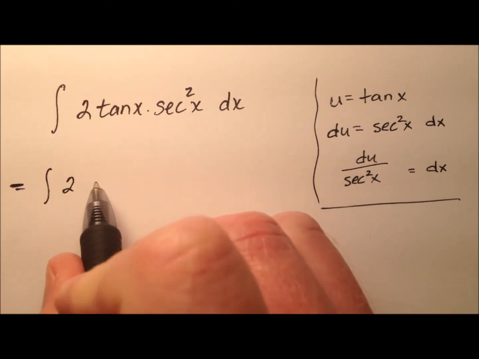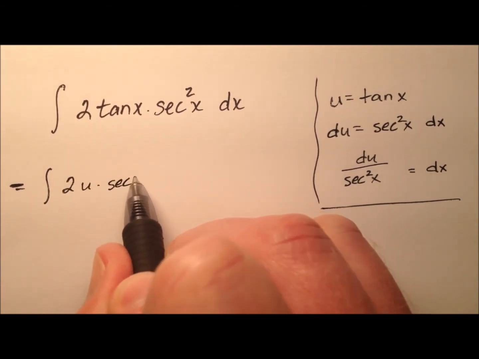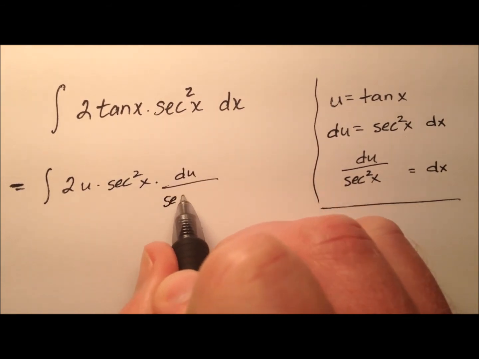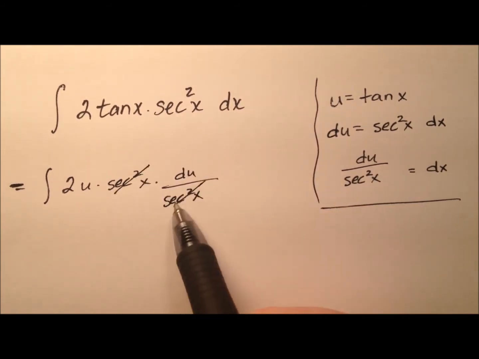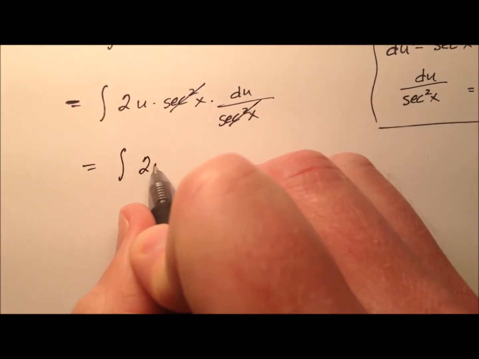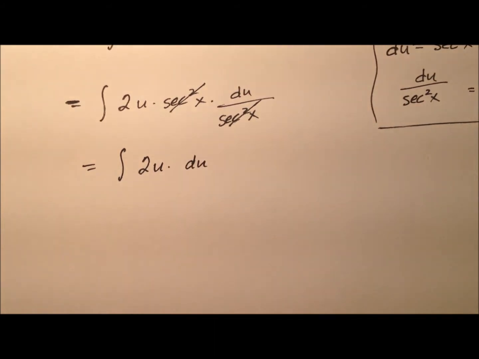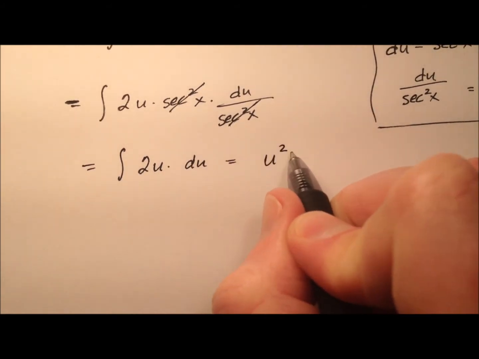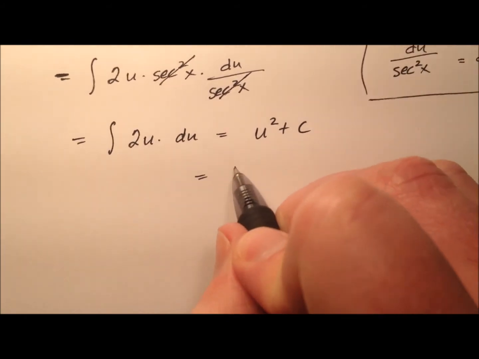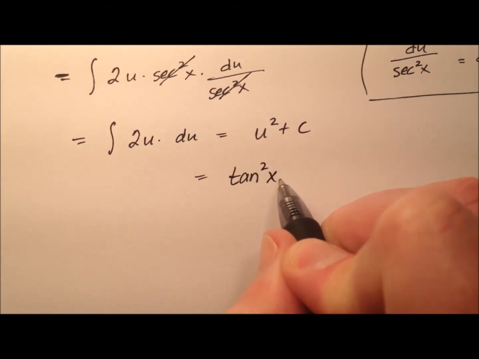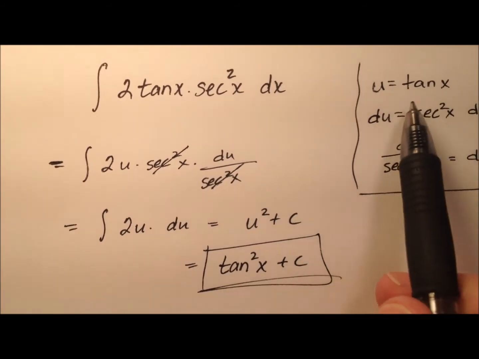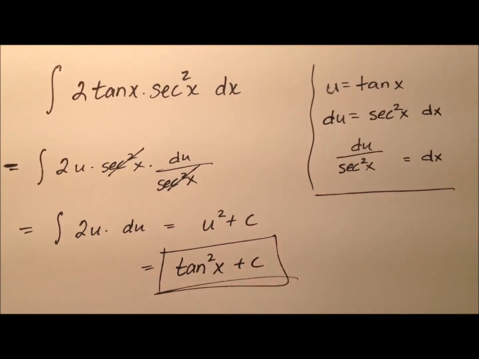So 2 times u times secant squared x, and my dx was du over secant squared x. So those cancel. And what I'm left with is the integral of 2u du, which is going to be u squared plus c. And of course my u was tangent, so we'll say tangent squared of x plus c. And that's the integral using u as the tangent of x.